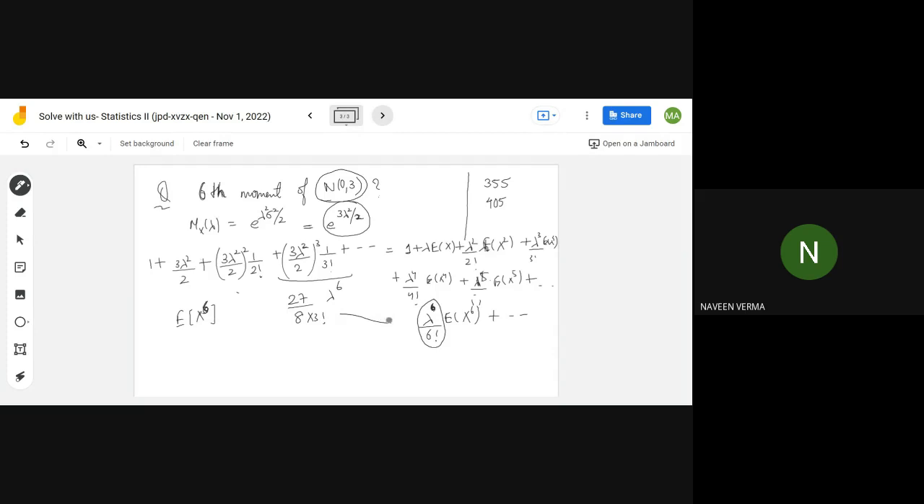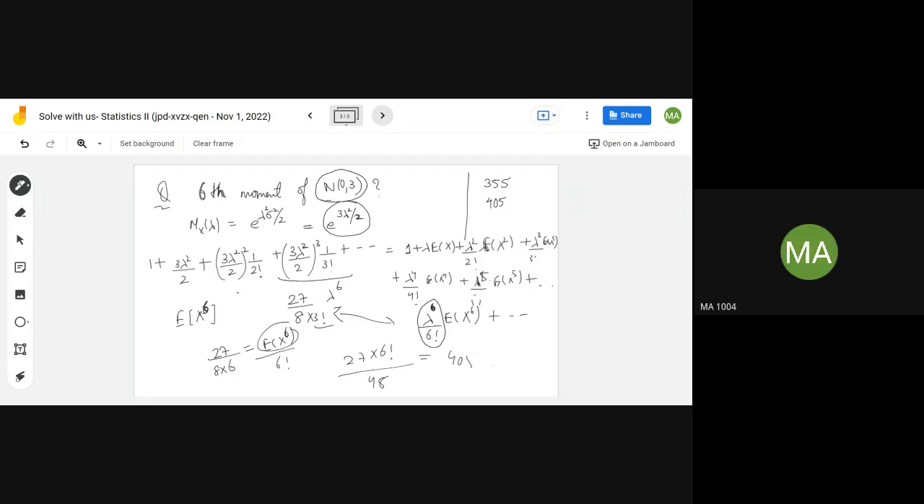Now you just compare these two. So what will you get? You will get 27 by 8 into 6, so 3 factorial is 6, is equal to expectation of x power 6 by 6 factorial. So what is the expected value of x to the power 6? 27 into 6 and the factorial, just solve it all. It's 48. I'm sure you will get 405. Just check it. The answer is 405.